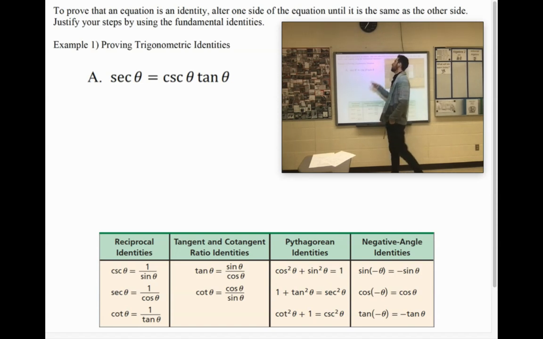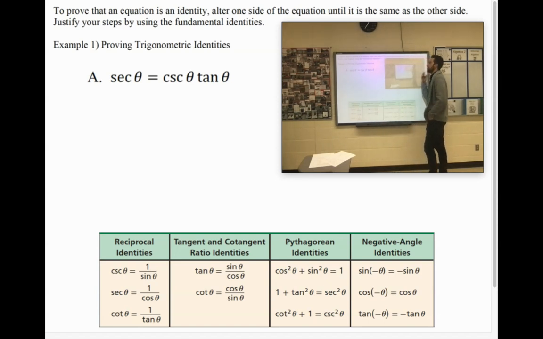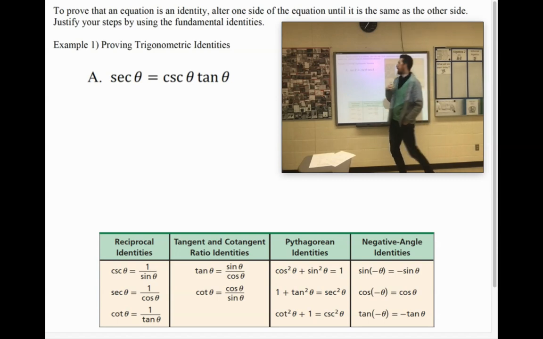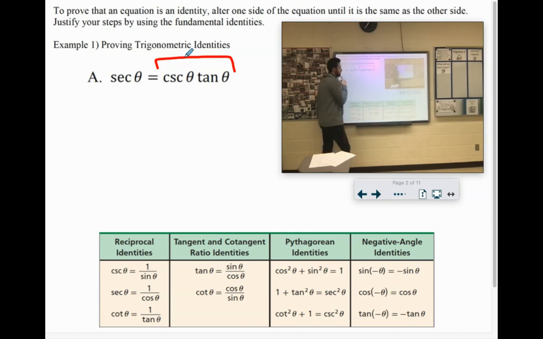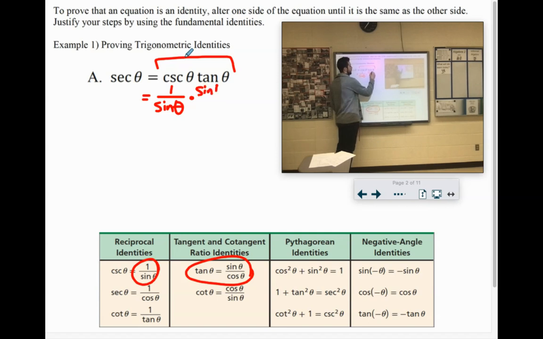All right, so secant of theta equals cosecant of theta times tangent of theta. Me personally, I'm going to work on the right side of this equation. So let's think of cosecant. It says here that cosecant is 1 over sine of theta. So we'll say 1 over sine of theta, and then it's being multiplied by the tangent. If you look here, it says tangent is the sine of theta divided by the cosine of theta. Sine of theta divided by cosine of theta.